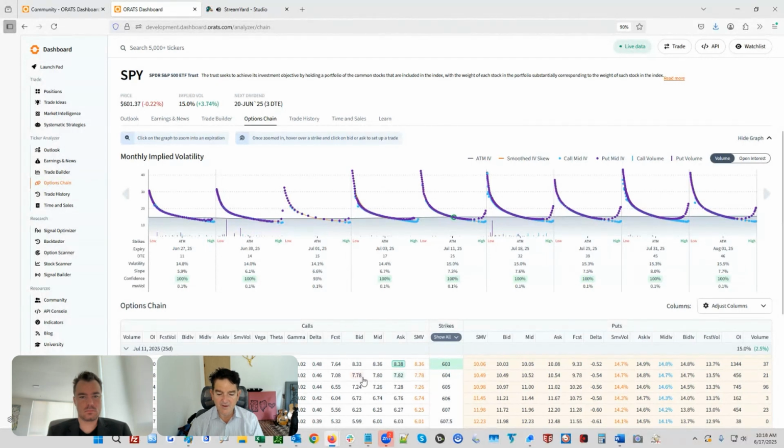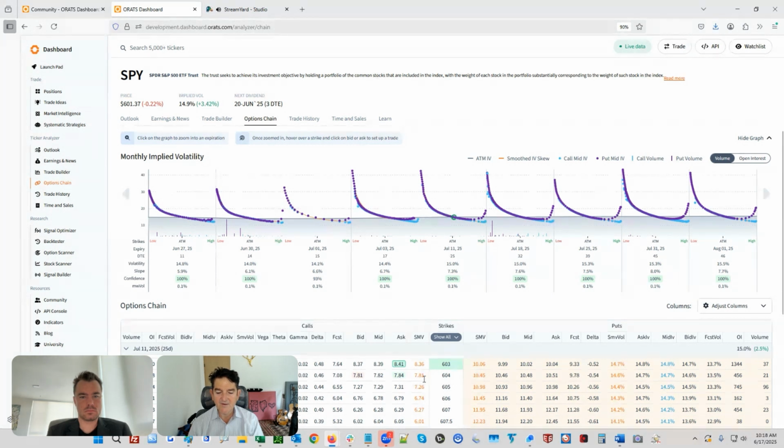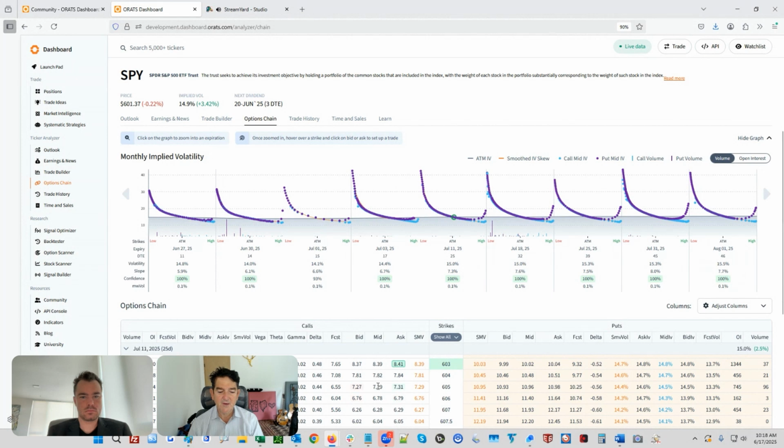So you could tell, like, this is 778. The bid is 778, the ask is 782, and it's moving, and the SMV is 781. This one is 836. This is actually outside the market by 1 cent. But it's usually right around where the market is.